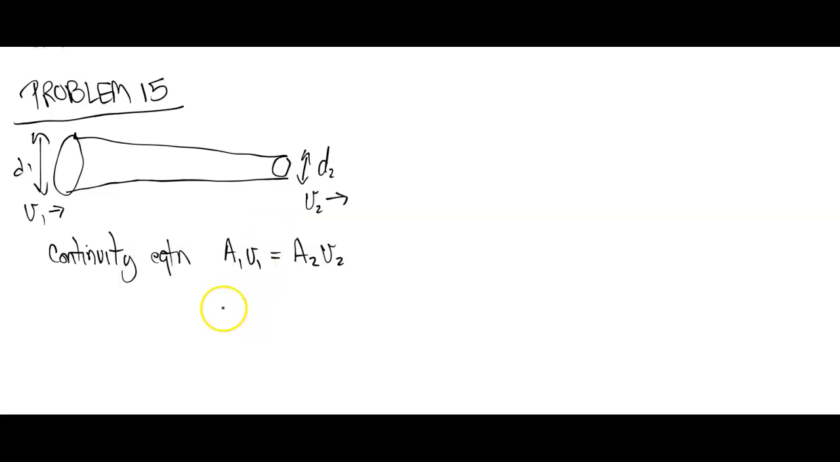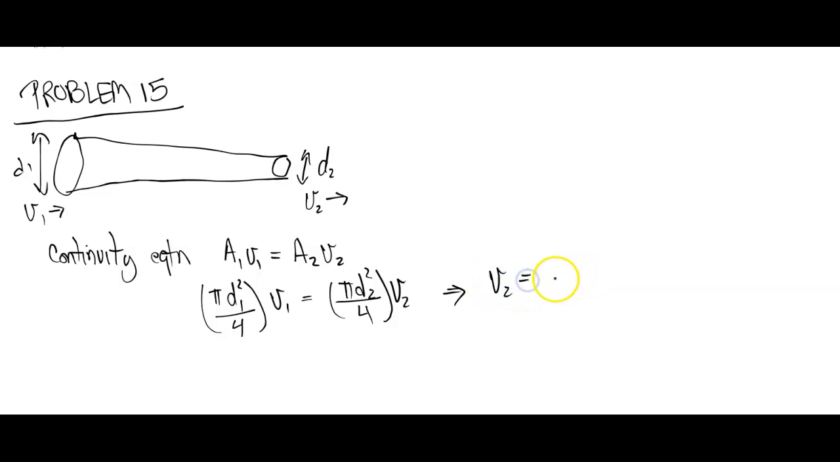And since we're given diameters, we can say that the area is pi d squared over 4, so we have pi d1 squared over 4 V1 has to equal pi d2 squared over 4 V2, which means that V2 is going to equal (d1 over d2) quantity squared times V1.